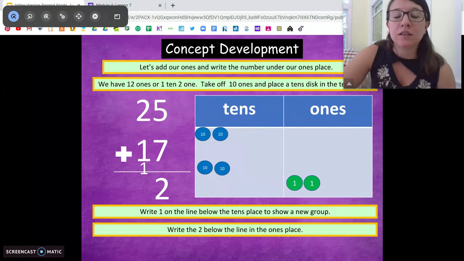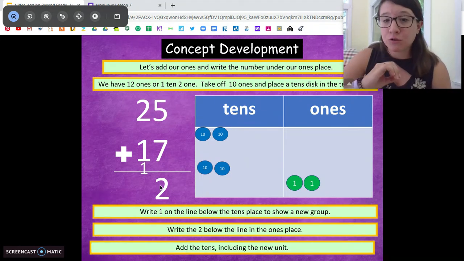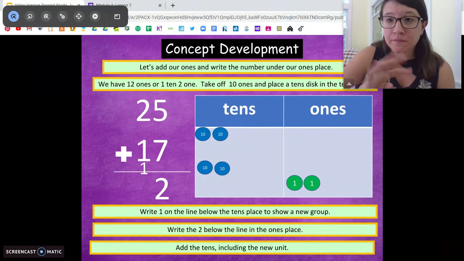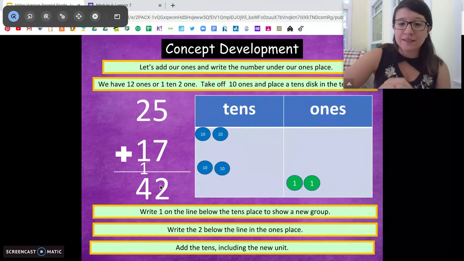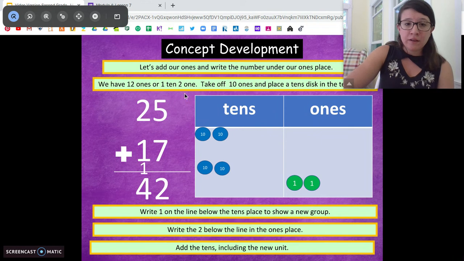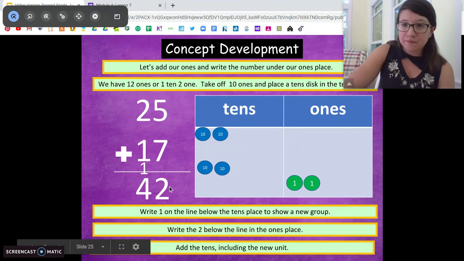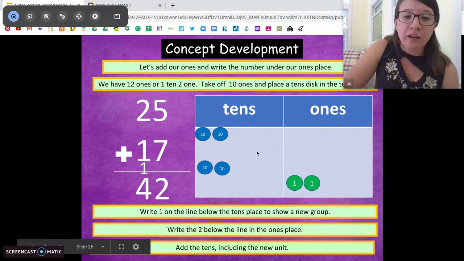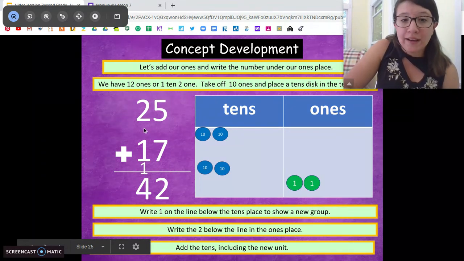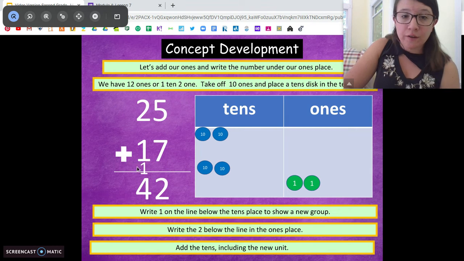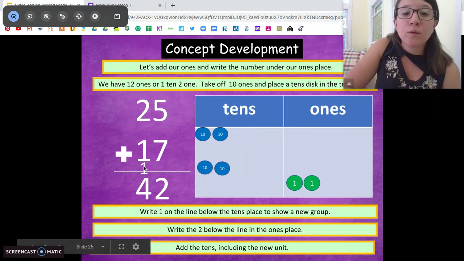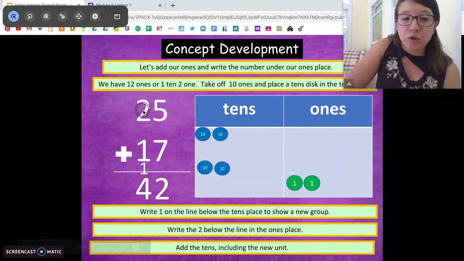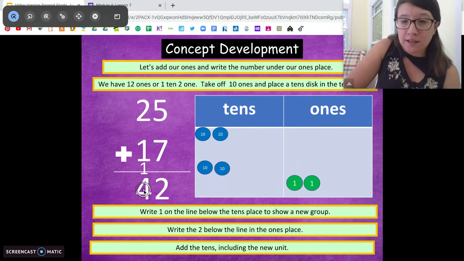Now, how many 10s do we have? Add in that extra 1. We have 4, right? We have 4 10s left. So 25 plus 17 is 42. Whenever you switch a group of 10 out over here, make sure you put that 1 into your vertical method, into your vertical writing, so that you know you're adding it in. 2, 3, 4. We get 4 10s.